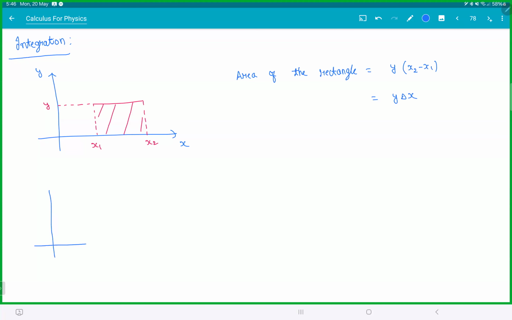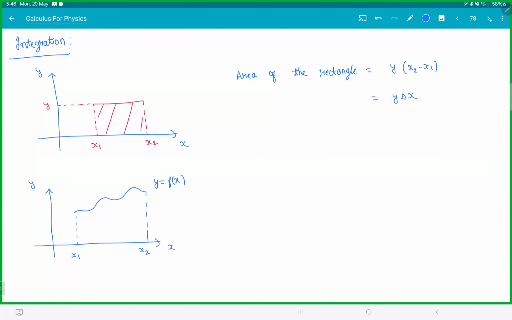Now, what if you bring me a curve and you ask me to find the area? Let's say you have some random curve like this, y is equal to f of x. I hope you remember that f of x is simply the function of it. Now I want to find the area of this curve from x1 to x2.